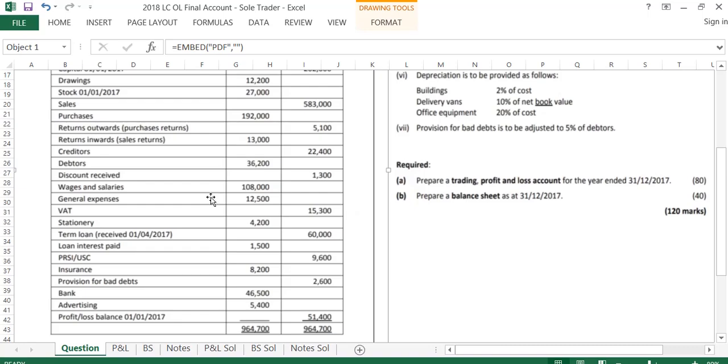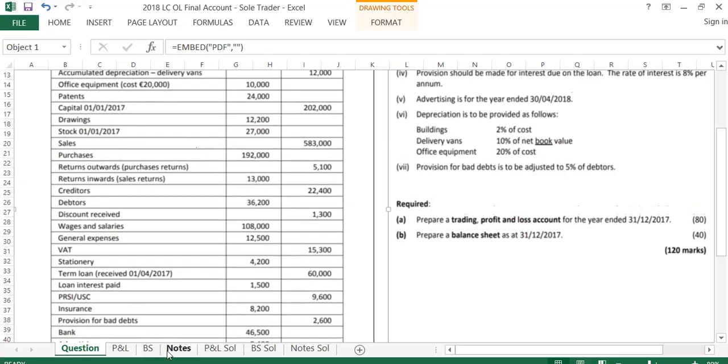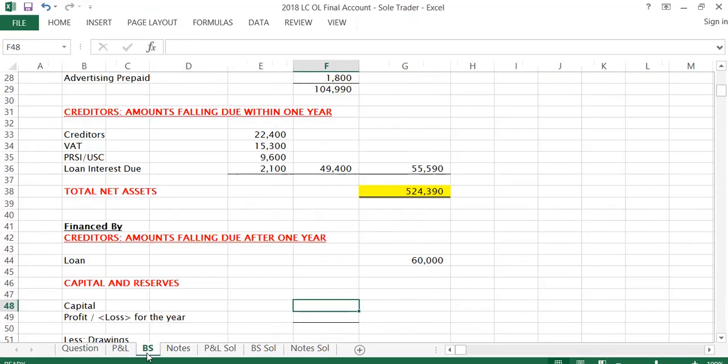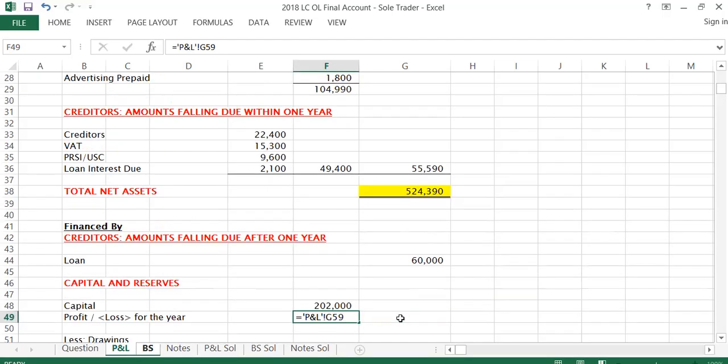Capital and reserves. For our capital, we will get that from the question. Capital in the trial balance was 202,000, and that hasn't changed throughout the year. So the capital is going to be 202,000. The profit and loss balance is going to come from the final figure from our P&L, our retained profit at the end of the year, 275,490.